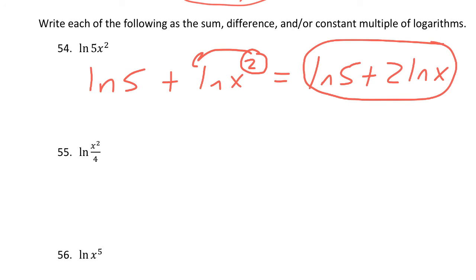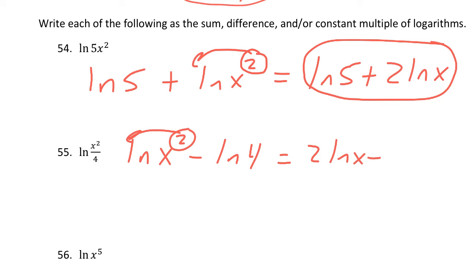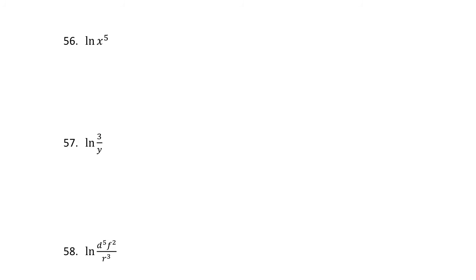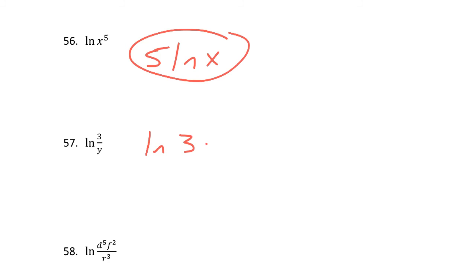Number 55, it would be the natural log of x squared minus the natural log of 4, but we could bring the exponent down in front and call this 2 natural log of x minus the natural log of 4. Simply on 56, bring the 5 down in front and call it 5 natural log of x. 57 would be the natural log of 3 minus the natural log of y.